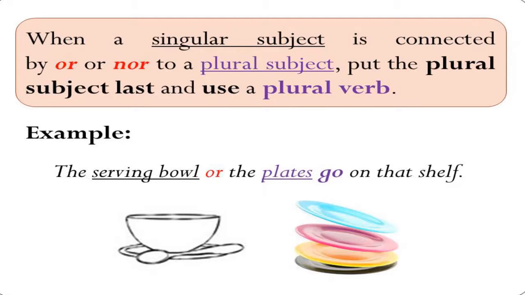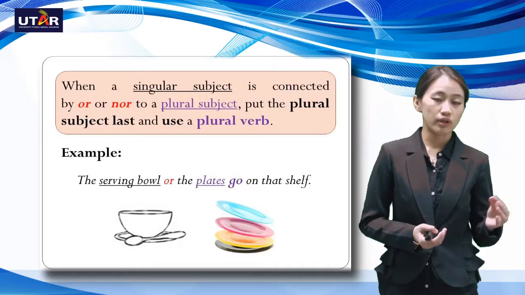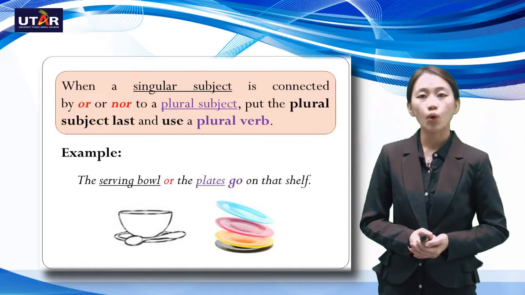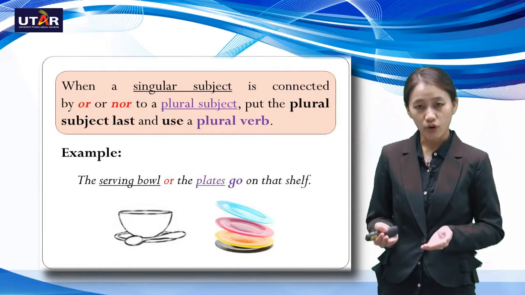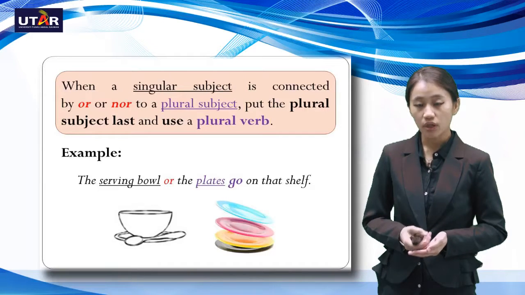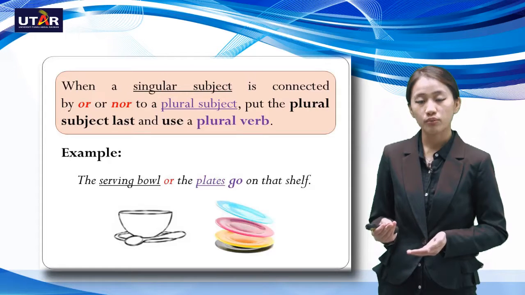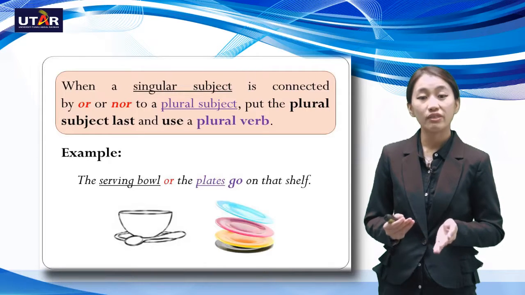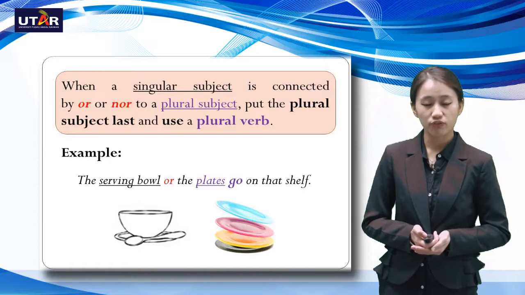So as you can see here, the serving bowl is one, or the plates would be plural. So you do not construct a sentence, the plates or the serving bowl, right? Similarly, when you count number, you count 1, 2, 3, not 3, 2, 1. So of course you start with the smallest to the biggest. So similarly, for this, the serving bowl, which is 1, or the plates, which is plural. So of course, since your subject is plural, your verb must also be in plural form. In this case, the verb is go. So the serving bowl or the plates go on that shelf.